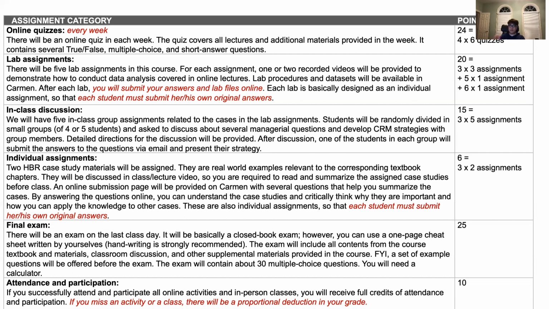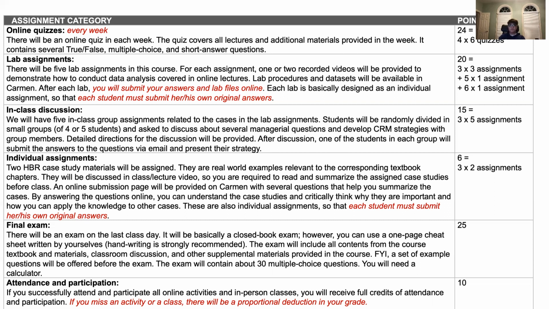And fourth, other individual assignments. In week 6, 2 HBR article case study materials will be assigned. They are real-world examples relevant to the topic of the week. They will be discussed in the lecture. So you are required to read and summarize the assigned case studies before watching the lecture. And an online submission page will be provided on the Carmen website with several questions that help you summarize the cases. By answering those questions, you can understand the case studies and critically think why they are important and how you can apply the knowledge to other cases. These are also individual assignments, so each of you must submit your own original answers. And of course, any types of collaboration are not permitted.